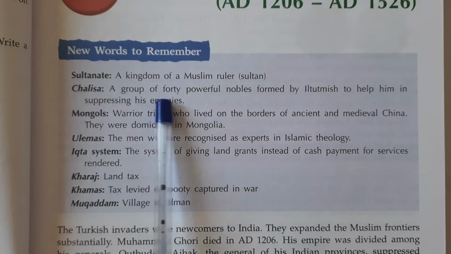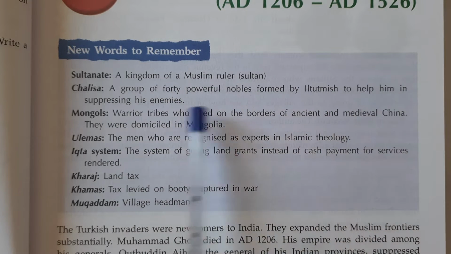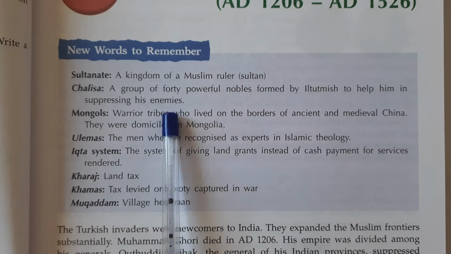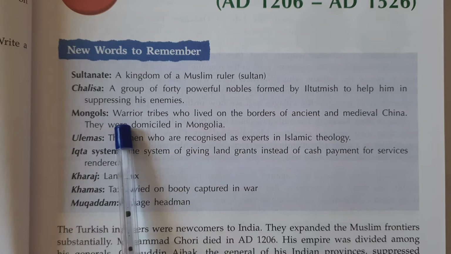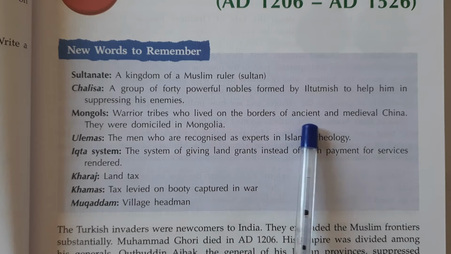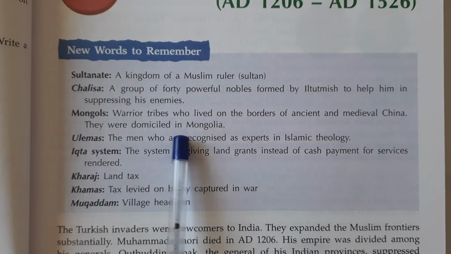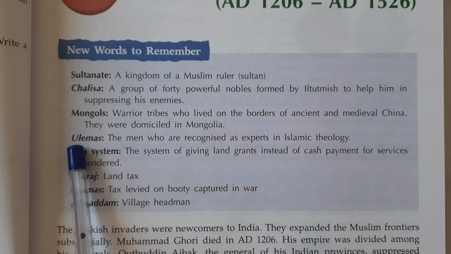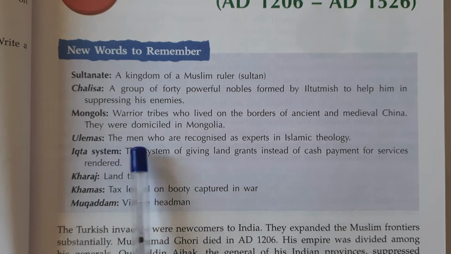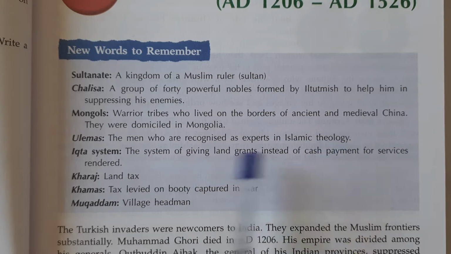Chalisa, a group of 40 powerful nobles formed by Iltutmish to help him in suppressing his enemies. Mongols, warrior tribes who lived on the borders of ancient and medieval China. They were domiciled in Mongolia. Ulemas, the men who are recognized as experts in Islamic theology.